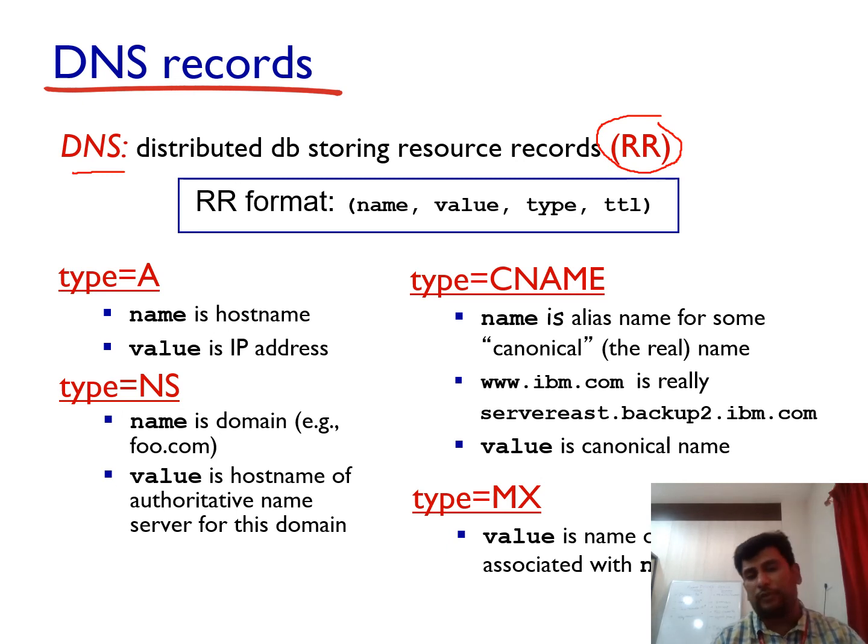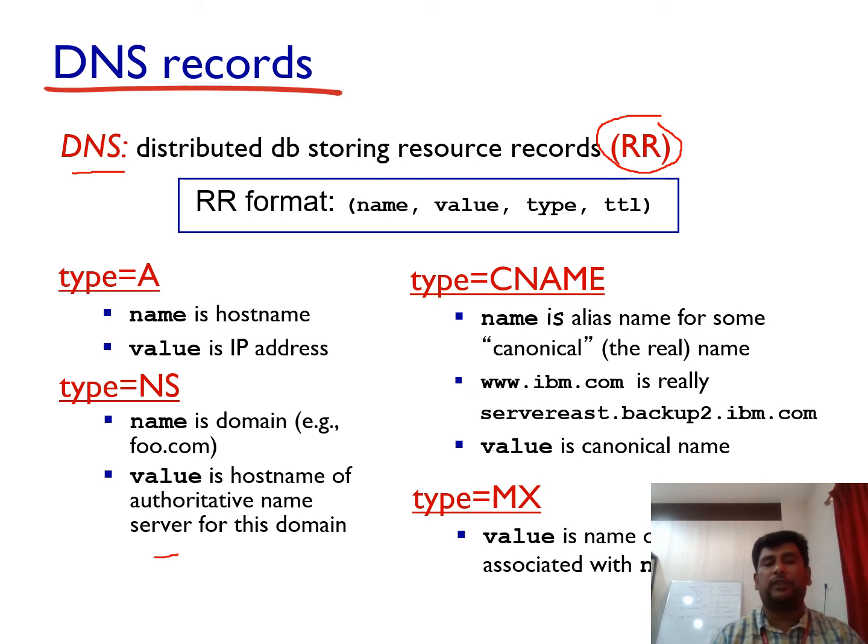What are the different types of DNS records we have? The first one is called type A, where the name is the host name and the value is the IP address. This is type A. The next type is type NS, where the name is the domain name and the value is the host name of the authoritative name server.